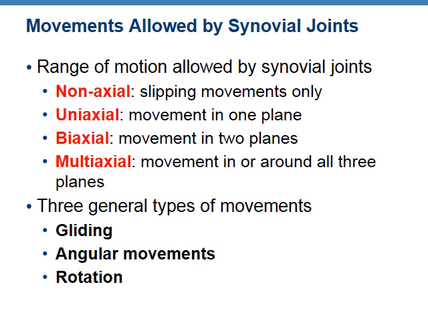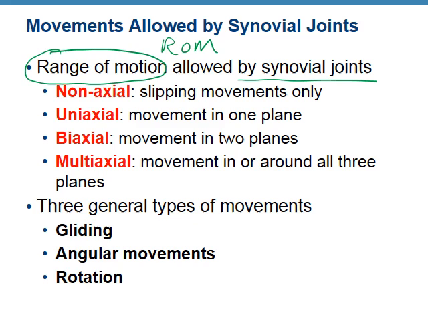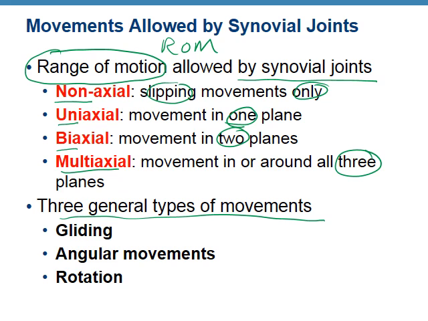Next, we need to look at the movements allowed by synovial joints. We call this range of motion. Sometimes you'll see it abbreviated. So this is range of motion allowed by synovial joints. There's non-axial, so this is basically just slipping movements. There's uni for movement in one plane, bi for two, multi for many. And there are 3 general types of movements, but then we have subcategories under each of these.